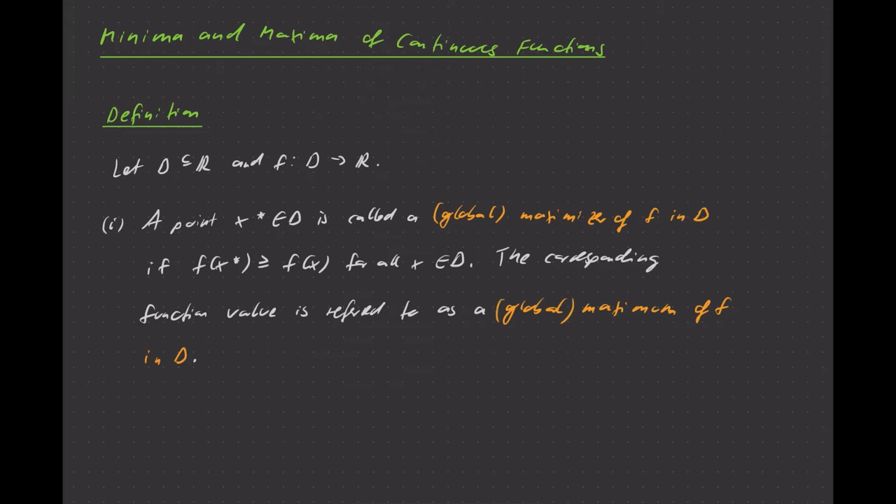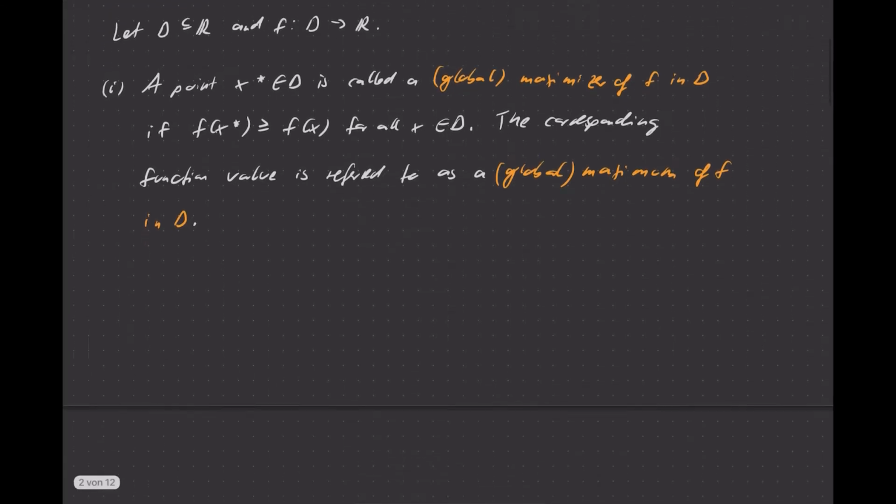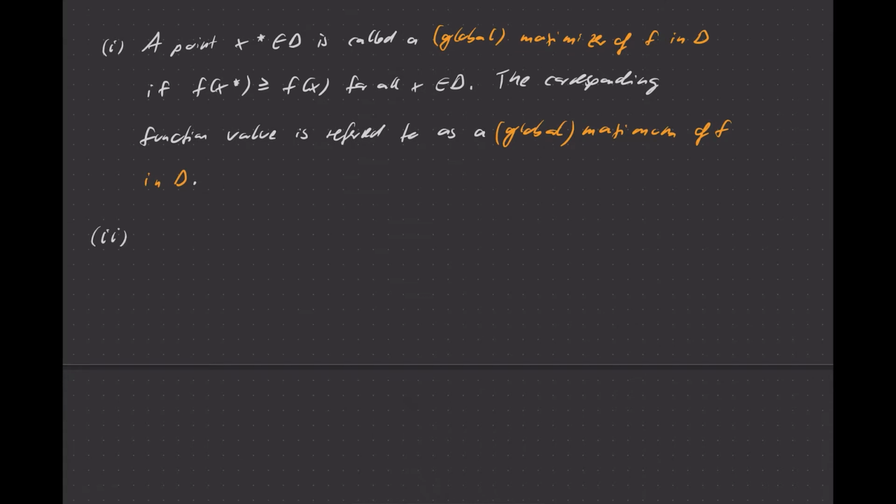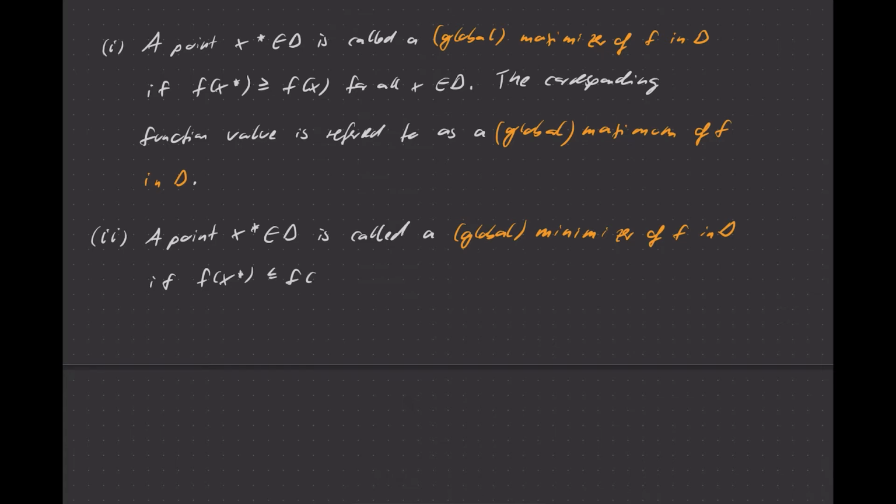And again, we'll omit global, and we might omit "in D" if it's clear from the context what we refer to here. Point 2, of course, we can also define a global minimizer, and the definition is pretty much the same. So a point x star in D is called a possibly global minimizer of f in D. And now the condition is if f of x star is less or equal to f of x for all x in D. And again, the corresponding function value is called a global minimum.